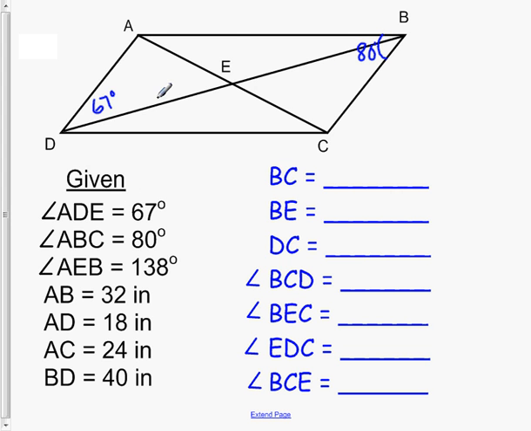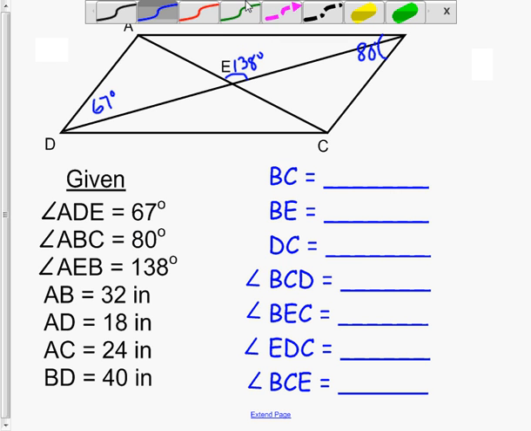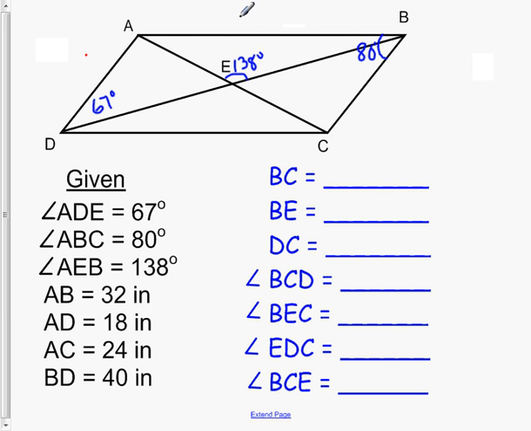And then AEB, this angle right here, is 138 degrees. Okay, so let me switch up colors. I'll use red for the sides. So AB is going to be 32 inches. AD is 18 inches. AC is 24 inches. And so this whole thing is 24.